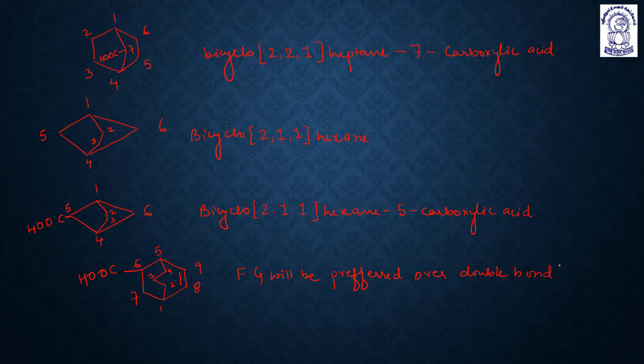So there are total 9 carbon atoms. Bicyclo 3 comma 2 comma 2. We use nonane or non for 9. 8 ene 6 carboxylic acid.